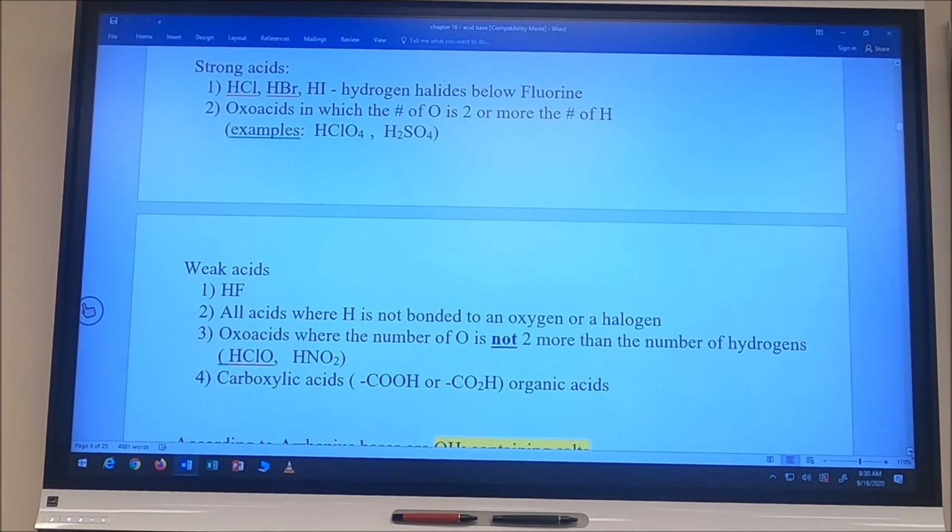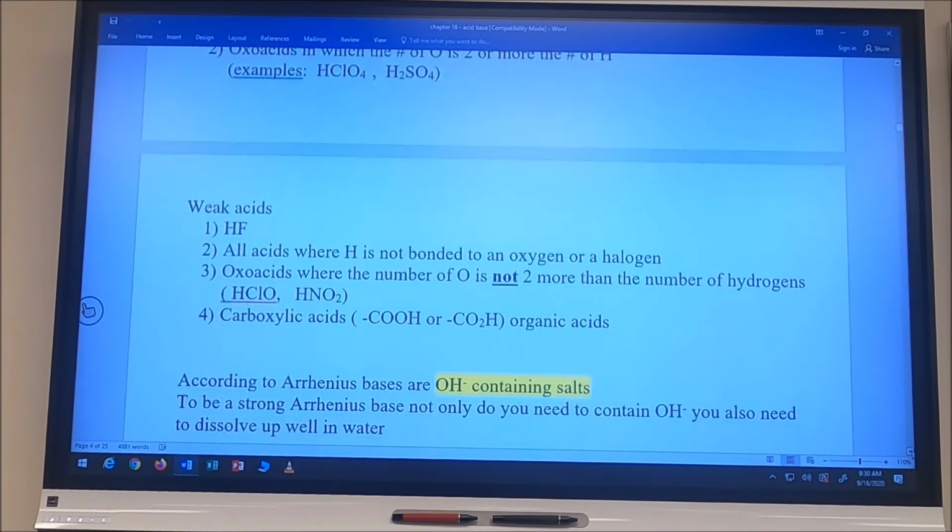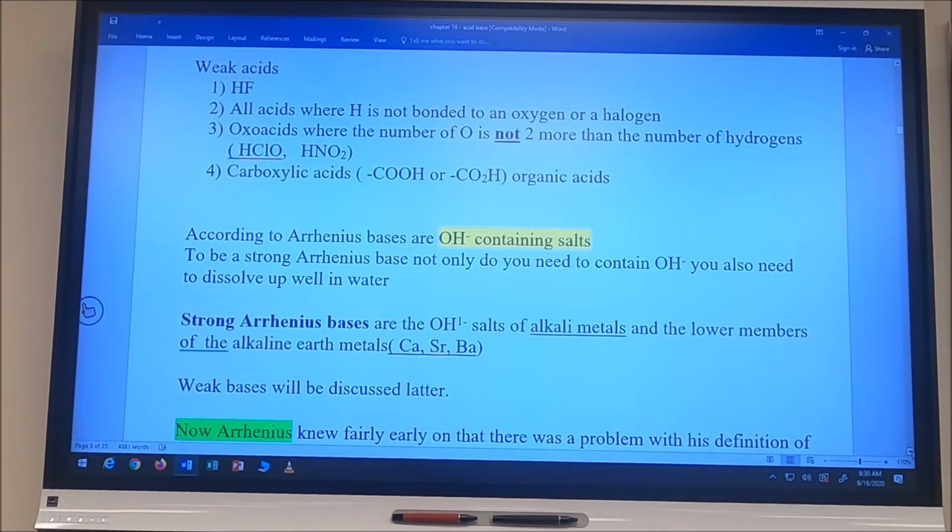Okay, then we have our weak acids. HF is a weak acid. All acids where the hydrogen is not bonded to an oxygen or a halogen are weak acids. So H2S is a weak acid. Oxoacids where the number of oxygens is not 2 or more than the number of hydrogens. So HClO, HNO2, H2SO3 are all weak acids. Carboxylic acids are weak acids. In the formula, you're going to see a COOH or a CO2H.